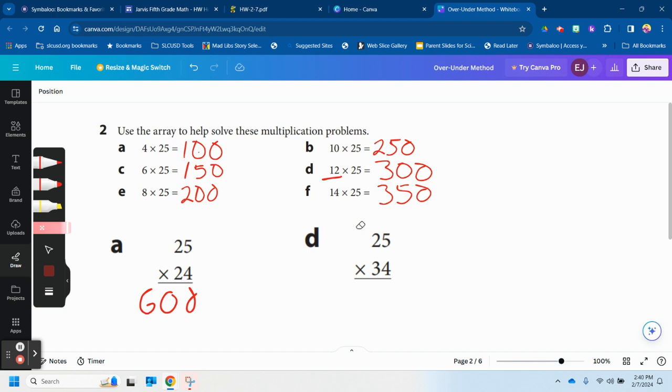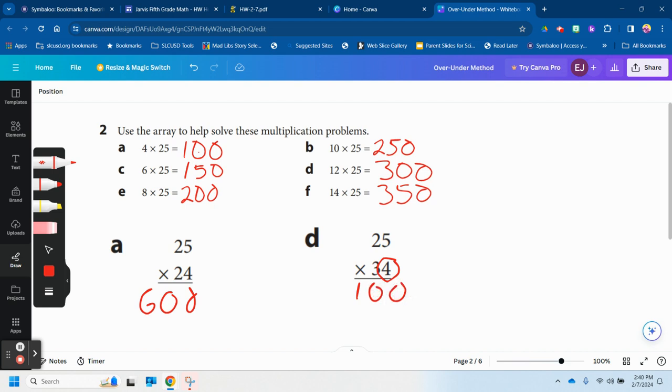This one's a little tougher. I have 34 times 25. So how can I use these figures to reach 34? Well, I have a 30 plus 4 is 34. So I have 4 times 25 is 100. So that would take care of this. So I'm going to have 100 plus the 30 times 25.